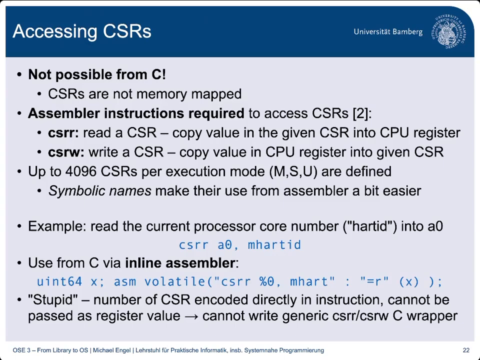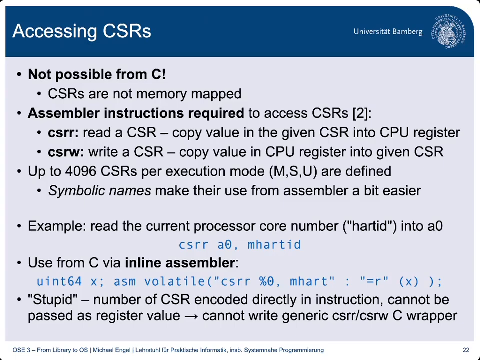So per execution mode, so M mode, S mode, U mode, we have up to 4096 CSRs defined, and since nobody can remember the numbers, we have names like MEPC, which we just saw is the EPC value, the exception PC value for M mode. There's another one called mhartid, which contains the processor number we're executing on. So if you want to know the number of the processor we're currently executing on, we can read mhartid into register A0 using the CSRR instruction as shown here in blue.